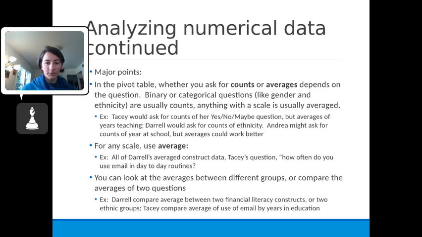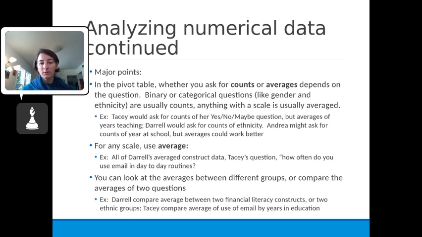So all of Daryl's construct data, and Daryl, we might need to talk about this, but yours are actually not Likert scales. They're answers. They're almost like a test. And that's a little bit of a different way, right? Because each one is 1 or 0, whether they got it or they didn't. And then you average across the construct. So we'll probably just have to talk about that.